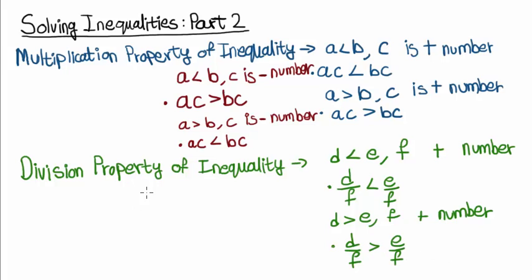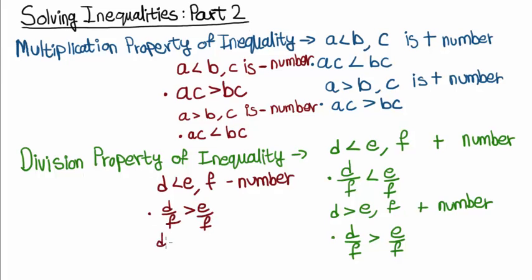But again, when it comes to F being a negative number, let's say I have D is less than E and F is a negative number. Then D divided by F will be greater than E divided by F. Also, if I have D is greater than E and I have some number F that is again a negative number, then D divided by F will be less than E divided by F. And the same rules for the division property of inequality apply if you're left with D is less than or equal to E, or if you're left with D is greater than or equal to E.